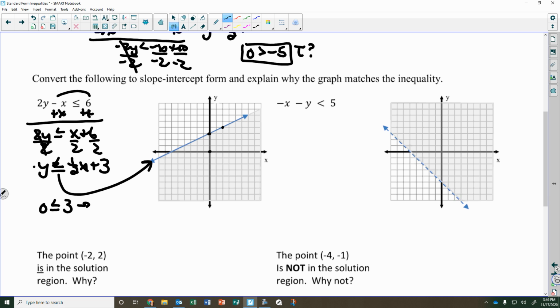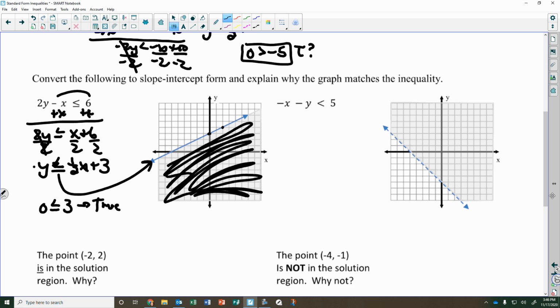Okay, that is a true statement. So that means we shade in here, where that 0, 0 point is. And all these points would make it true. All right? Let's work on the next one.